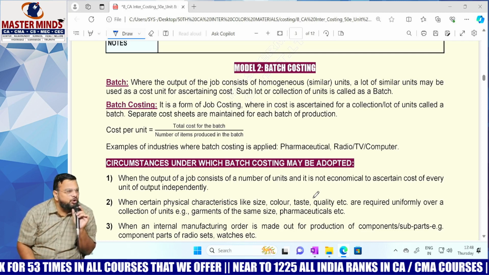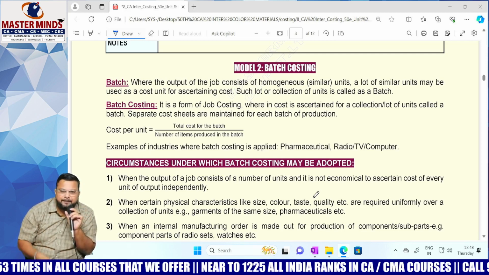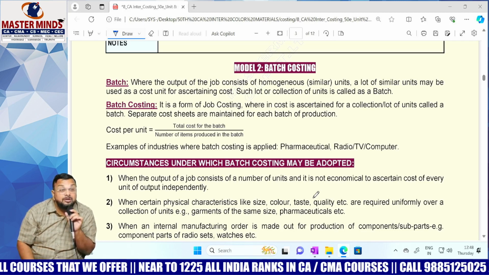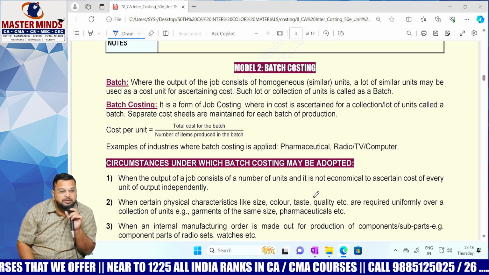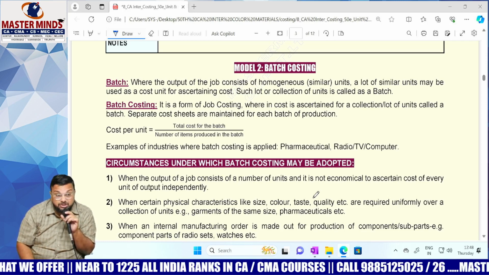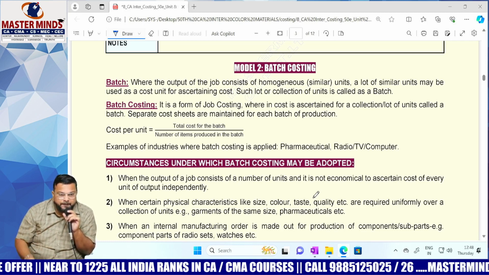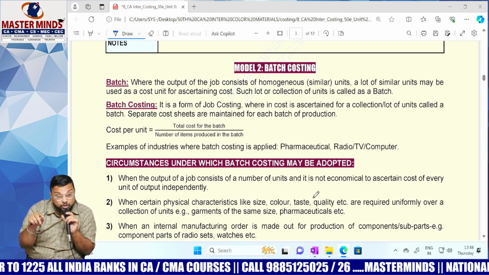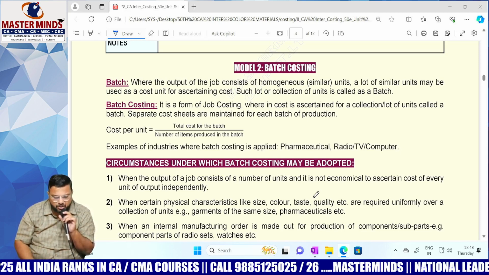How will you calculate total carrying cost? 1/2 into order size into carrying cost per unit per annum. Here also the same thing: 1/2 into batch size into carrying cost per unit of output per annum. Okay, so all those things.